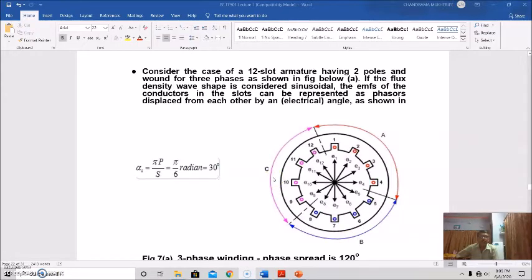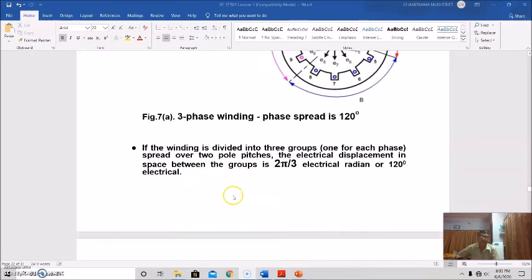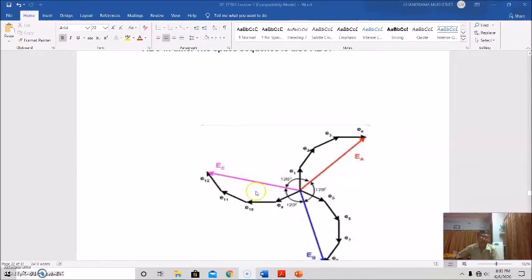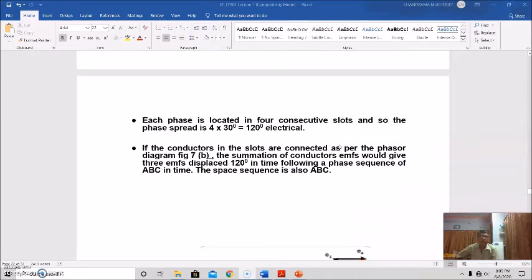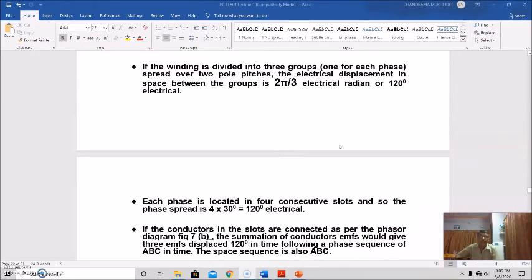So the flux density wave shape is considered sinusoidal. Then the EMF of the conductors in the slots can be represented as phasors displaced from each other by an electrical angle of 30 degrees. This only. So this is 30 degrees, 30 degrees.